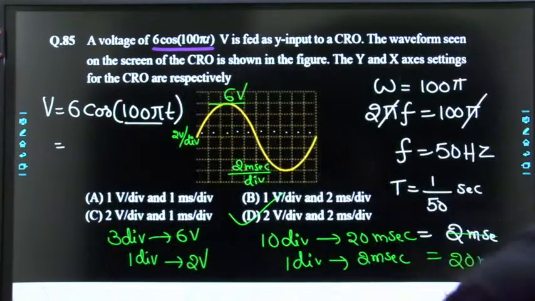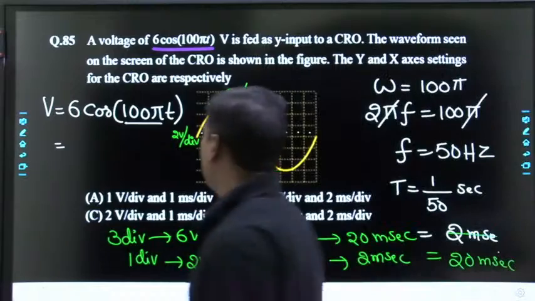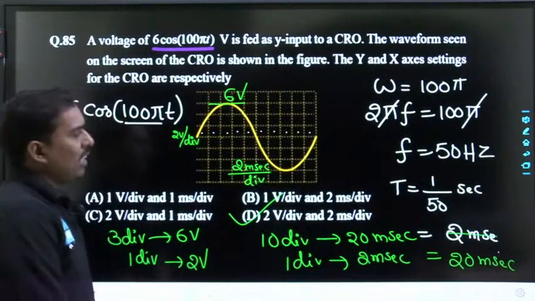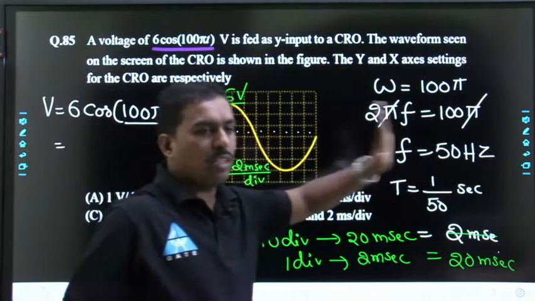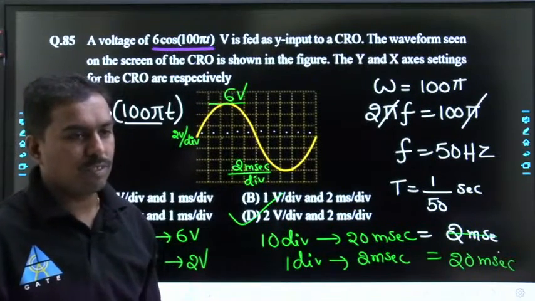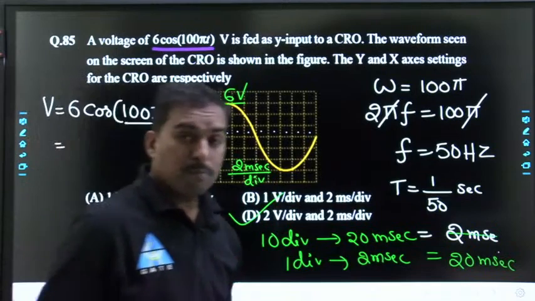All of you understood, dear students? D is right. You made a mistake again. Yes, Nirvesh. Don't be in a hurry. These are simple questions. Don't be in a hurry. You have to look carefully. Omega is equal to 100 pi. From that you got the hint. All of you understood? Okay.